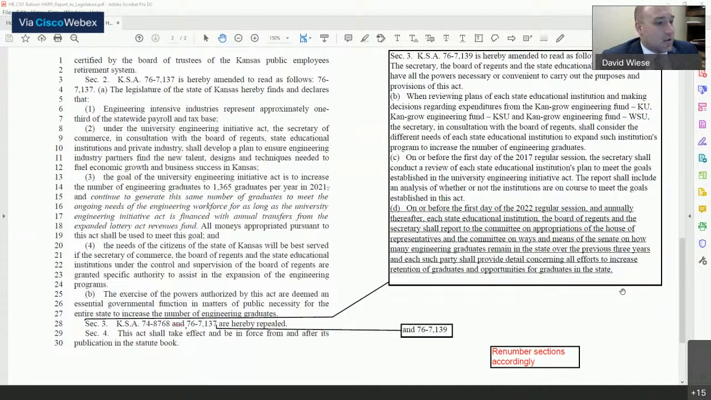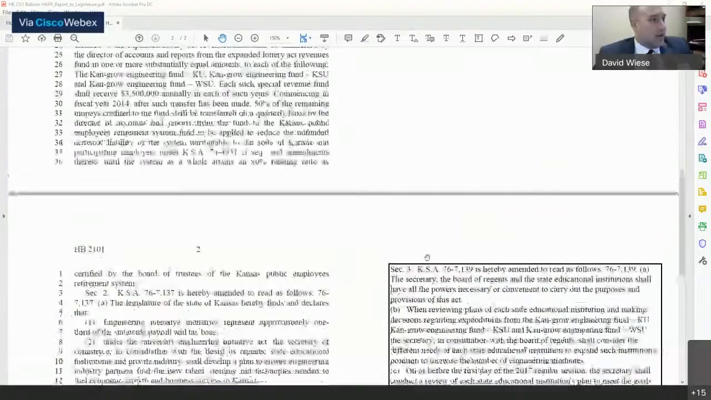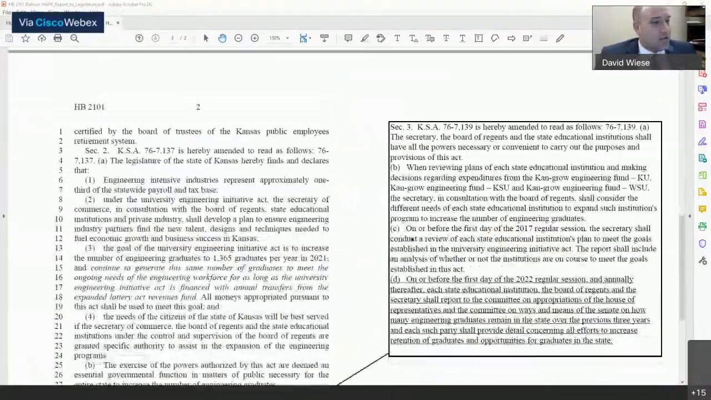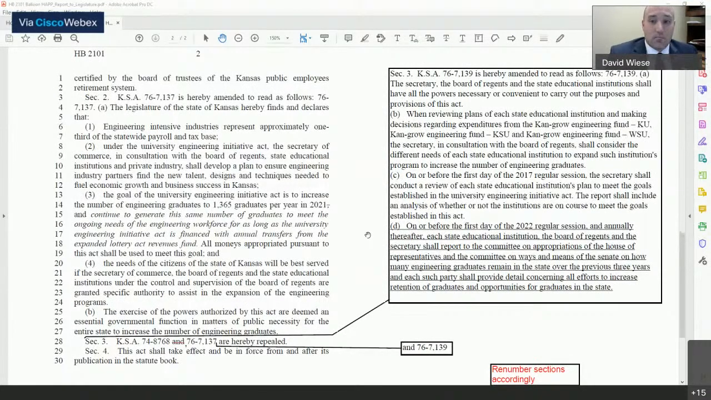Then each of those parties would provide detail concerning their efforts to increase retention and opportunities for engineering graduates within Kansas. Everything else is just conforming the title and repealer to reflect this new section that's being brought in.